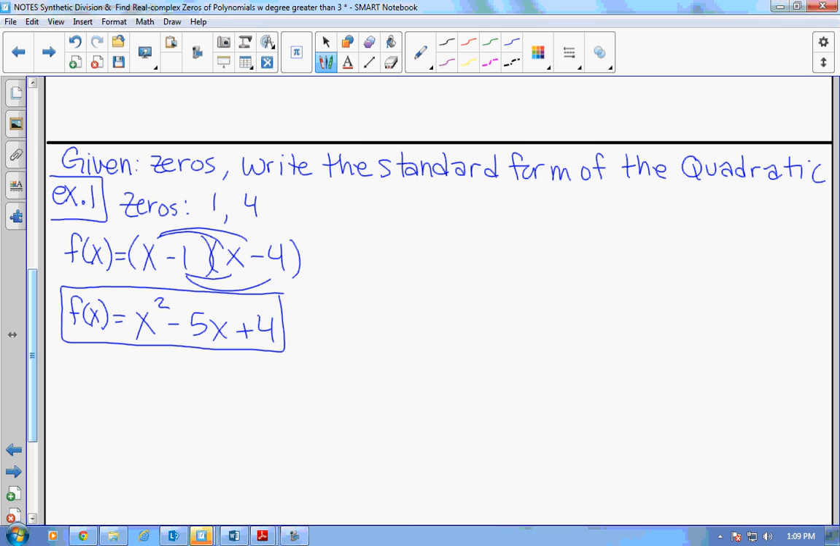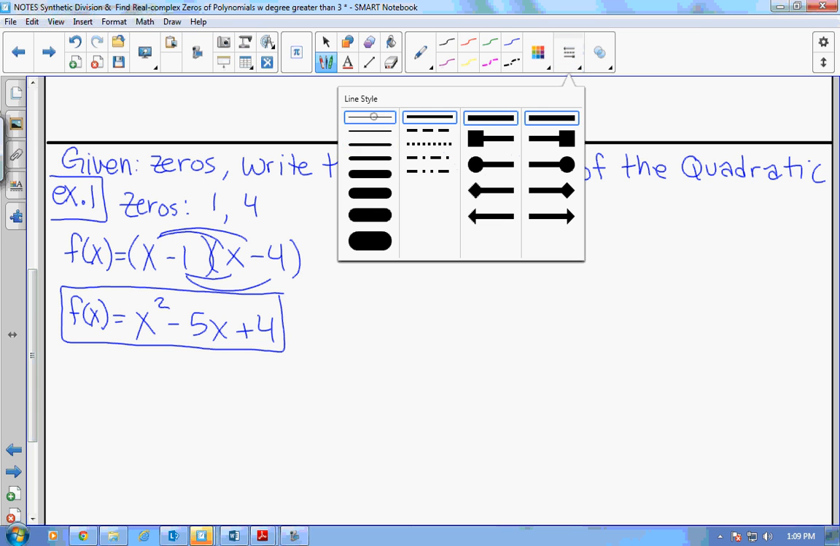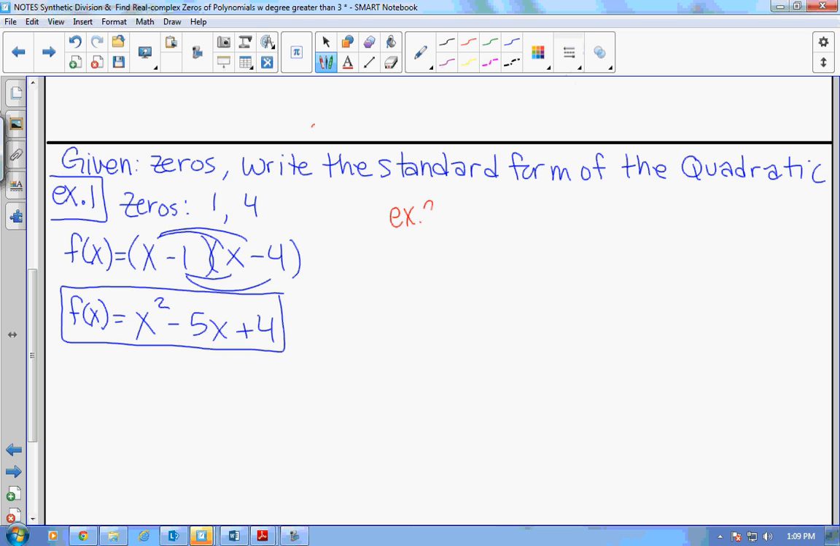Okay, let's try one more. Example 2. Same thing, I'll give you different zeros though. Remember, these can also be called roots. They can also be called solutions. They can also be called x-intercepts. How about negative 3 and 8?